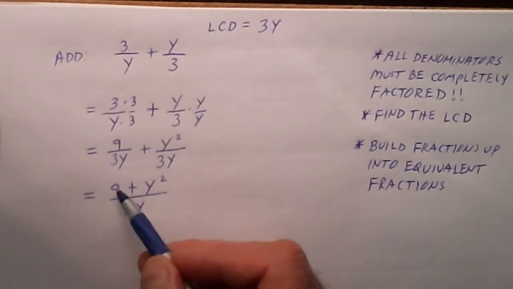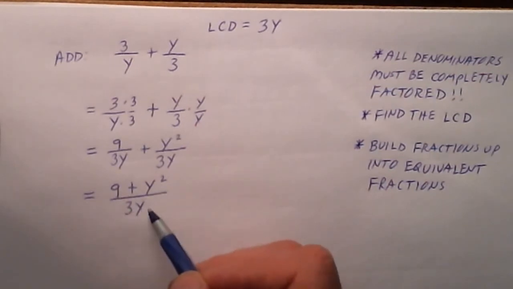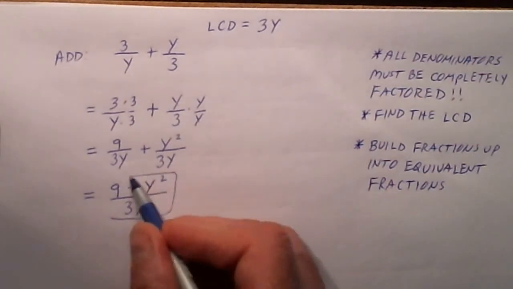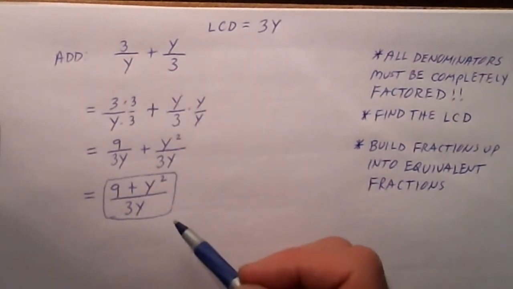I mean, we could split this up and put the 9 over the 3y and the y squared over the 3y and do some reducing, but we don't normally do that in this case, ladies and gentlemen. We call this quits. This is our final answer, our sum of these two rational expressions.